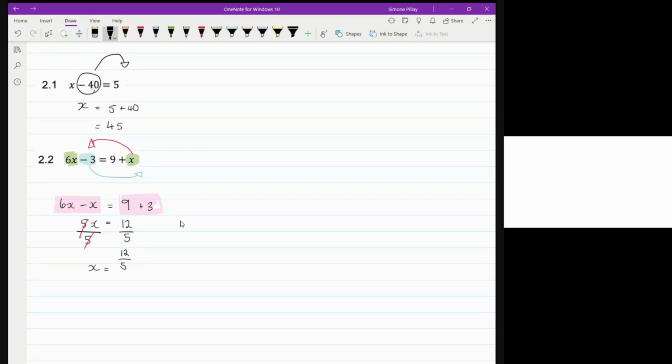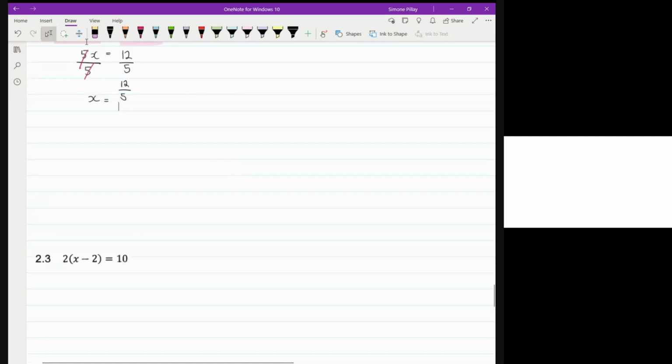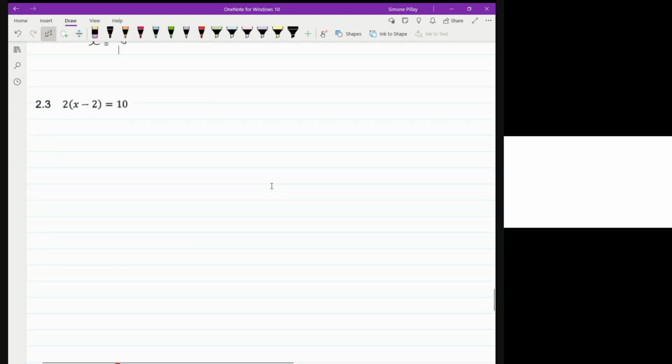Okay. So that was our equations. I think there's one more for us to do. So I know we're on time right now, but I do want us to finish up this one equation.